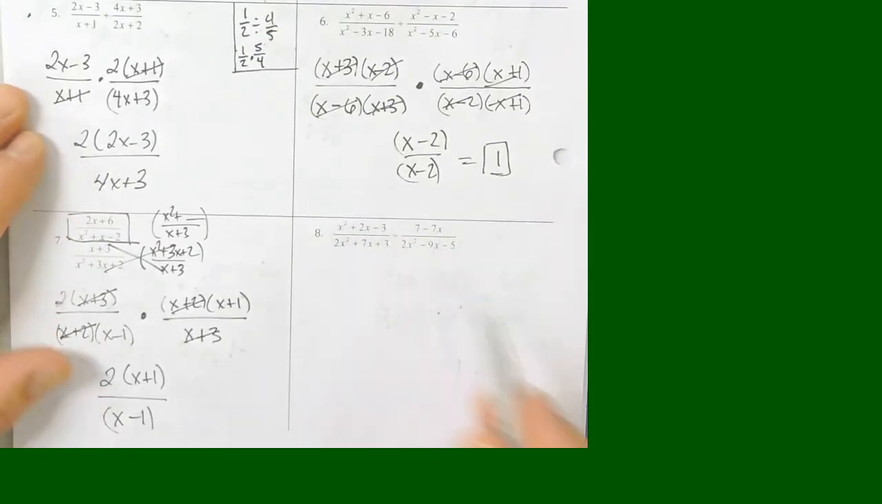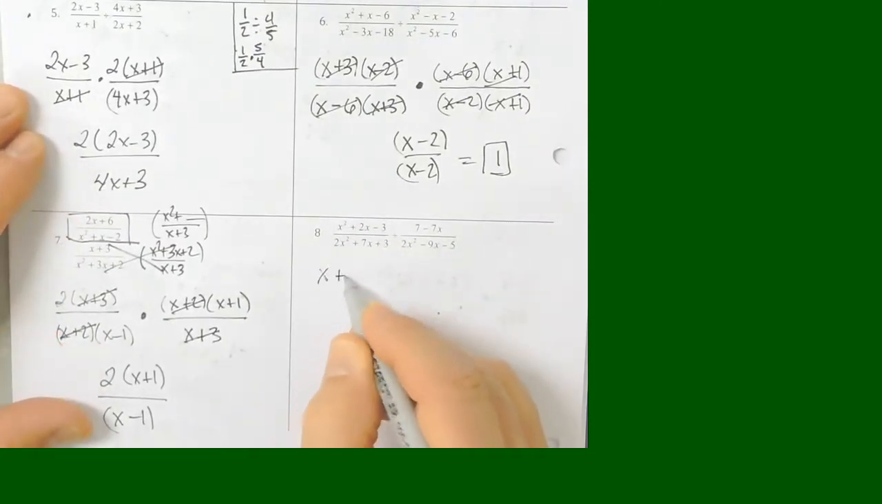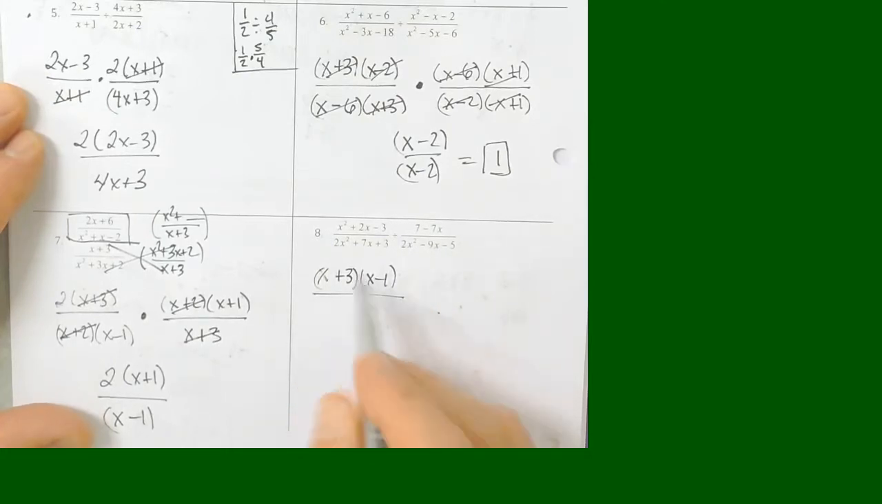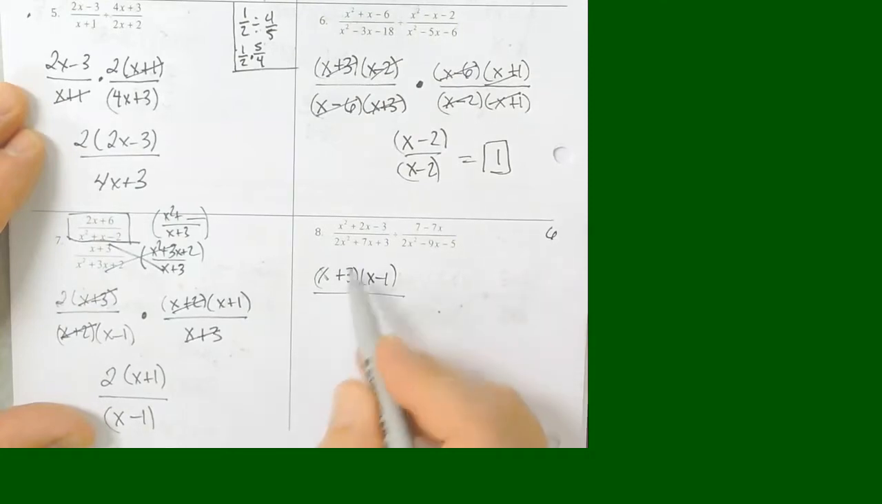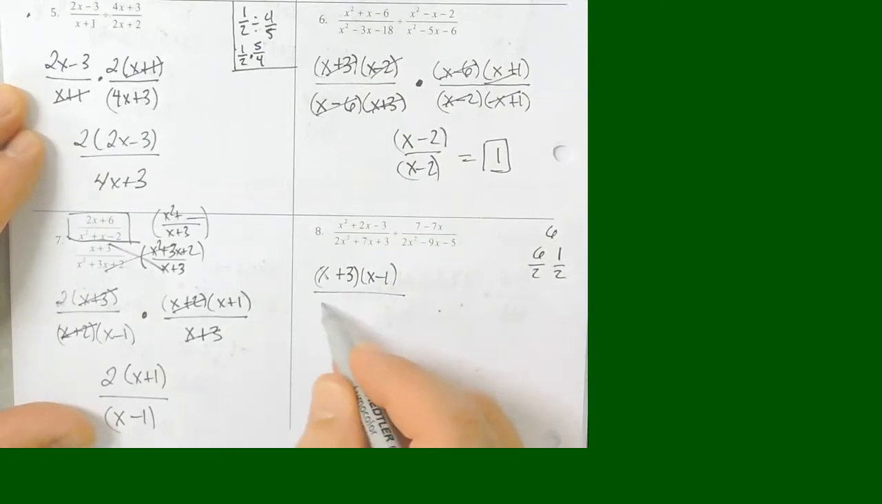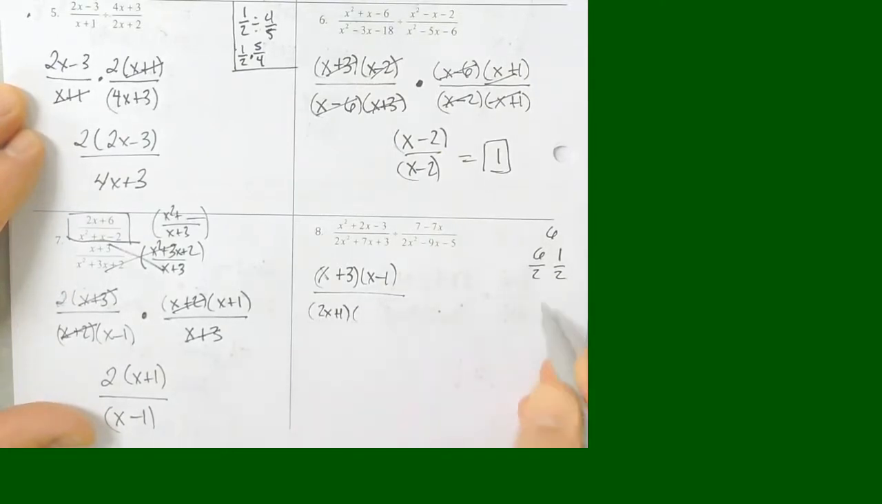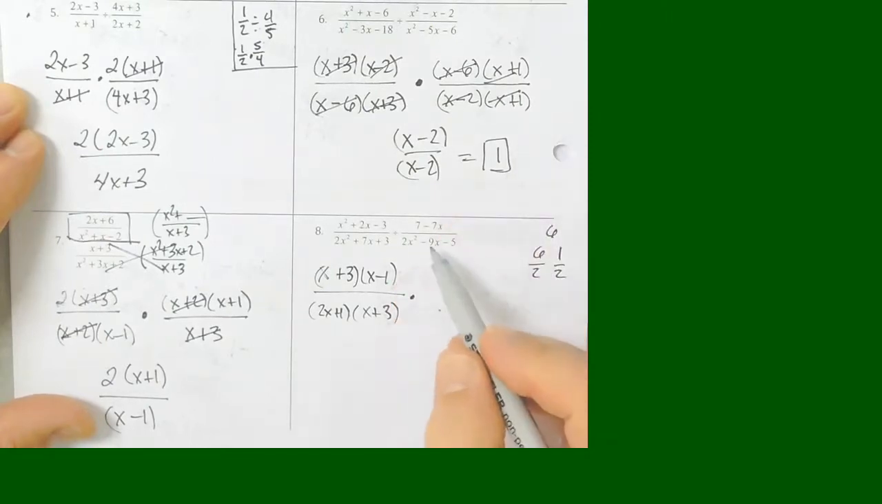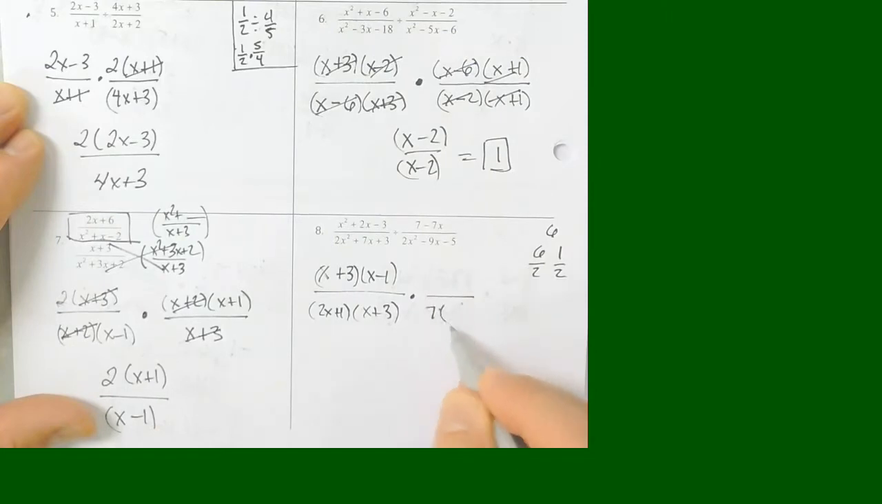If I look at number 8, x plus 3, x minus 1. What multiplies to 6 and adds to 7? 6 and 1 divided by 2 gives me 2x plus 1. That's 3, so x plus 3. Times, I will factor and flip. So this will go to the bottom, 7 times 1 minus x.